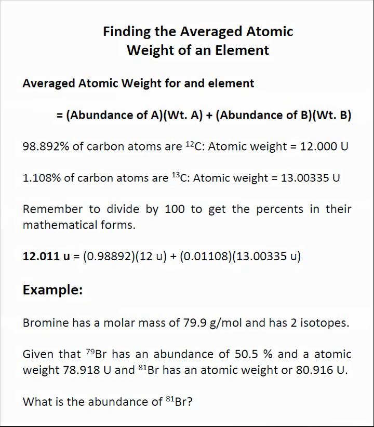Because most elements we find in nature are made up of a mixture of isotopes, we need a way to come up with an average atomic weight that represents a mixture of these isotopes and a large amount of the given element. So we use what's called the average atomic weight for an element, and that's just equal to the percent abundance times the weight of the actual isotope. And we do this for each of the isotopes in the mixture.